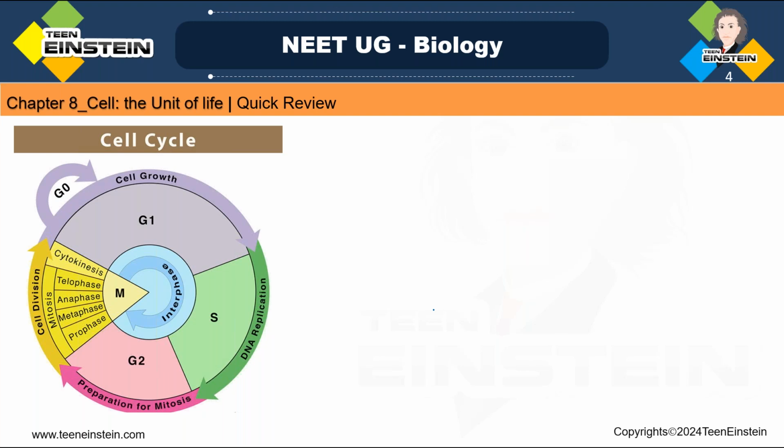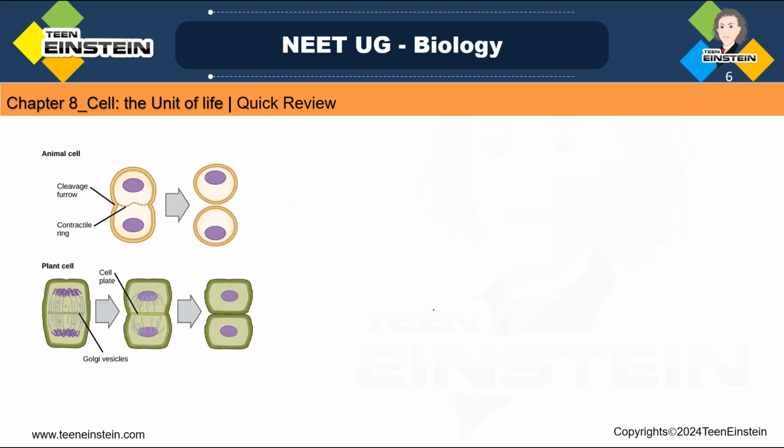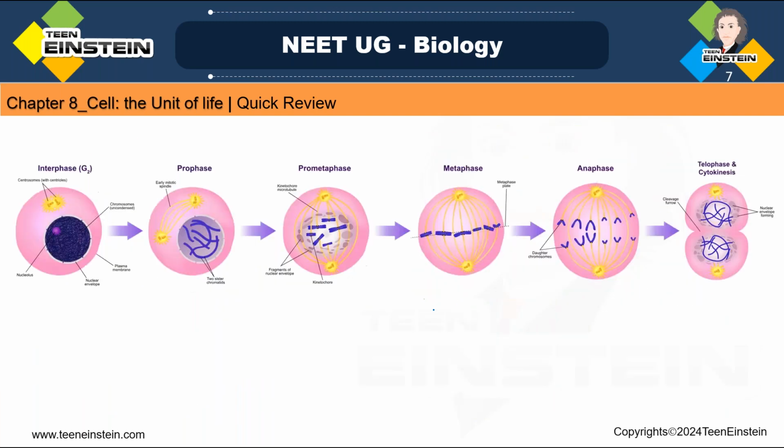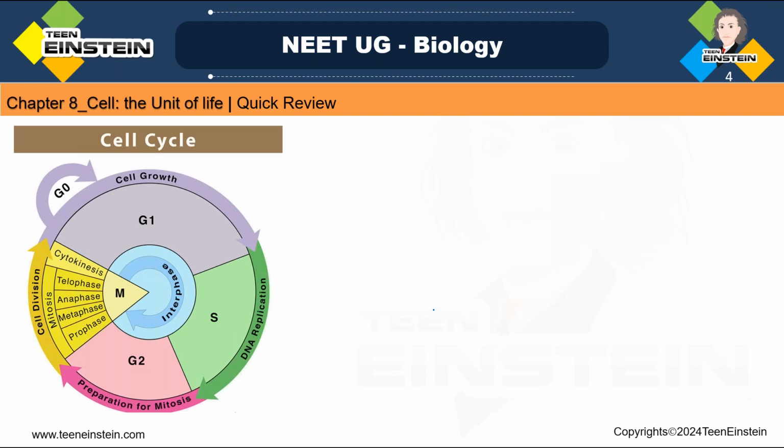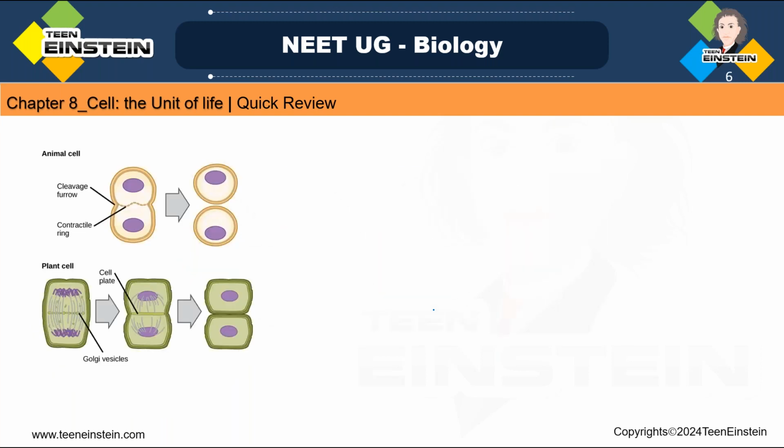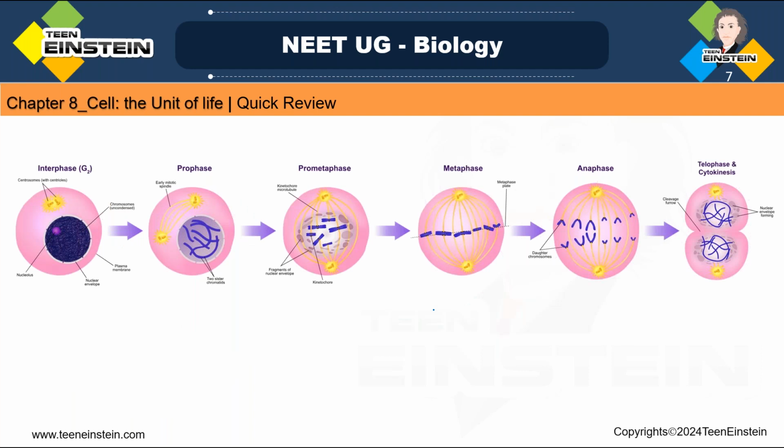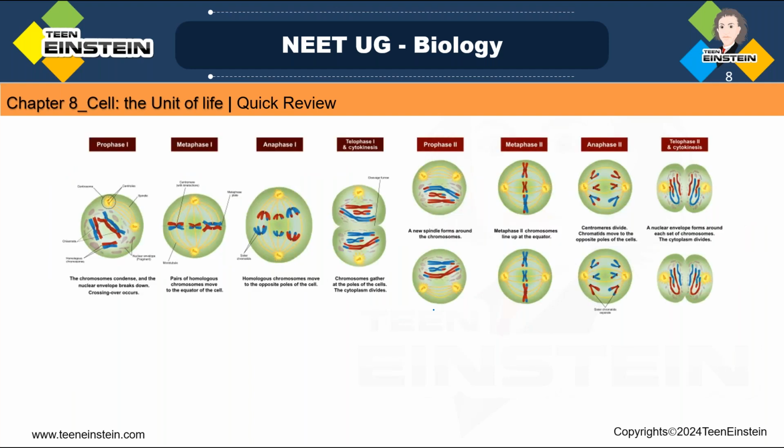So soon after reading chapter 8, the cell, you should go to the cell cycle and cell division, the 10th chapter. Then it will be easy for you. See these 3 diagrams. This diagram is important. Then karyokinesis, cytokinesis, and this is the mitosis diagram, and this is the meiosis diagram. All the diagrams you should keep in your mind, and each change in each stage, you should remember very clearly. If you learn with diagrams, there won't be any confusion.